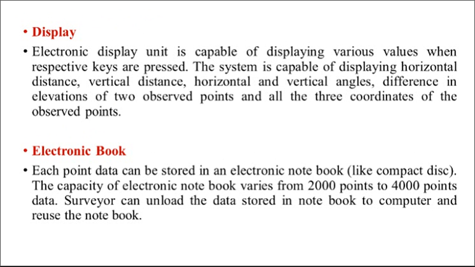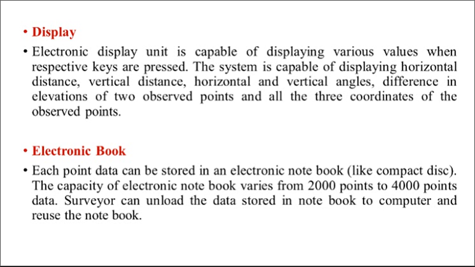Next one. Display of the total station. The electronic display unit is capable of displaying various values when respective keys are pressed. The system is capable of displaying horizontal distance, vertical distance, horizontal and vertical angles, difference in elevation of two observed points, and all three coordinates of the observed points. So on the display panel given in the total station, we will get whatever survey we have done.